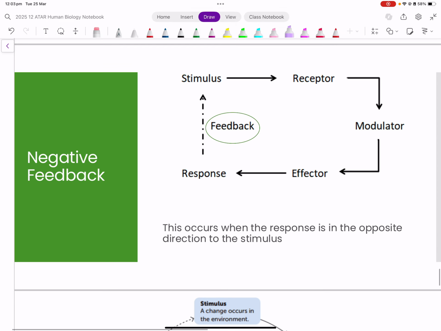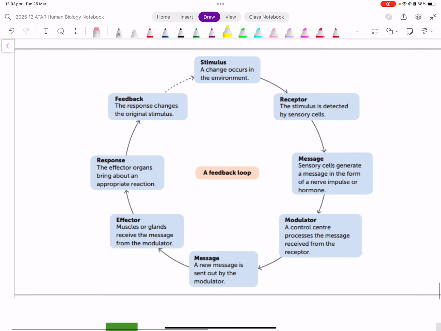The negative feedback, okay, this is simply what occurs when the response is in the opposite direction to the stimulus. So the feedback in this instance is we go back to normal. So here is a nice diagram coming from the book. So the feedback again, I like how it's represented here. The feedback is what changes that original stimulus.